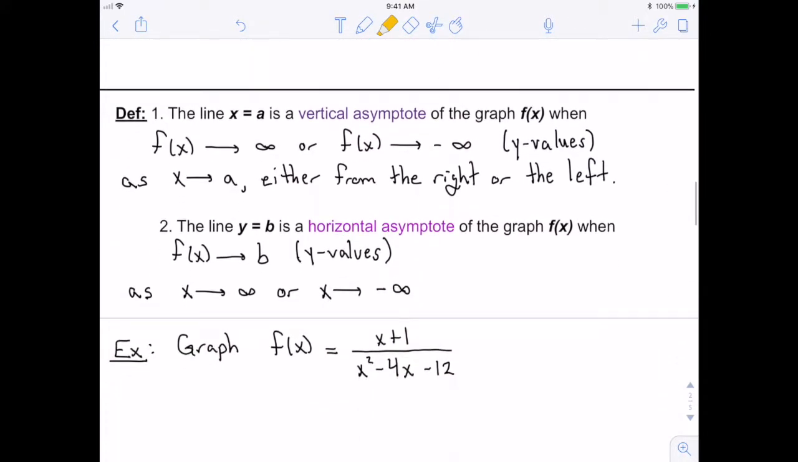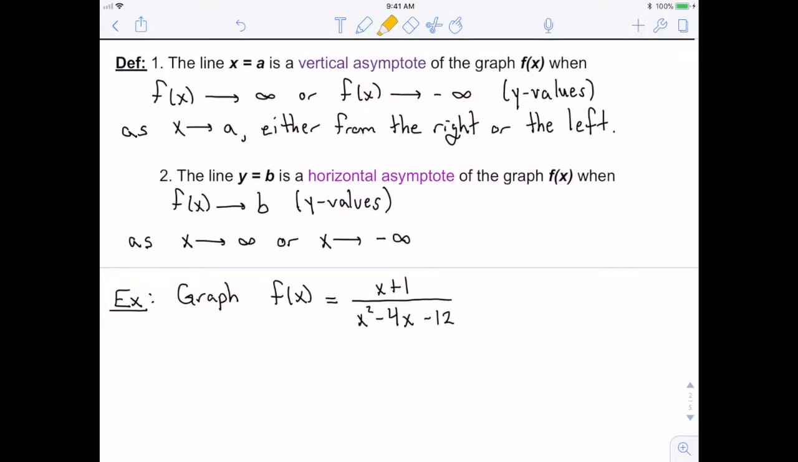Okay, so let's give some nice formal definitions for our asymptotes, and then we'll see them in action. So the line x equals a is a vertical asymptote of the graph f of x when the y values of our function go to positive and negative infinity as our x values approach some nice number that we normally call a. So these are the brick walls that occur on very specific spots where our graph swerves to avoid it.